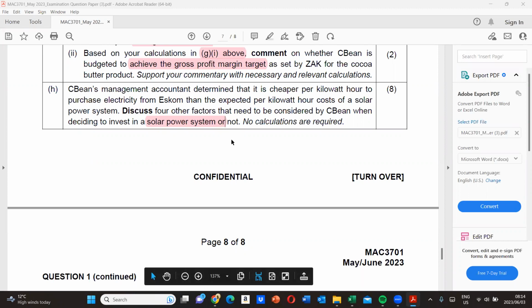No, it's a qualitative factor, of course. They say no calculations required, so we just discuss the theory side of things. So we're looking at load shedding. All right? What else can you guys think of? Investing in solar versus continuously using ESCOM.